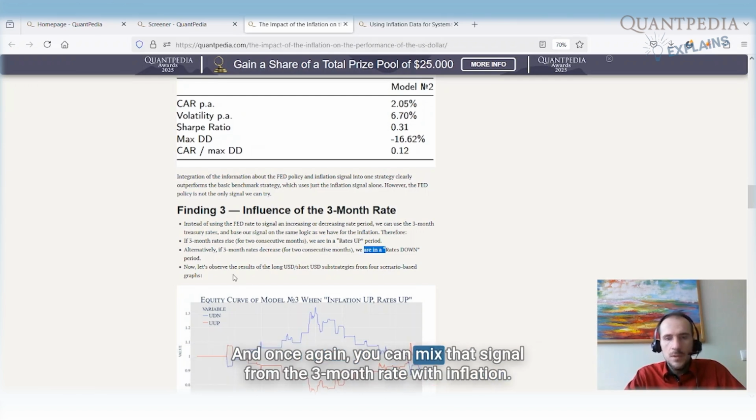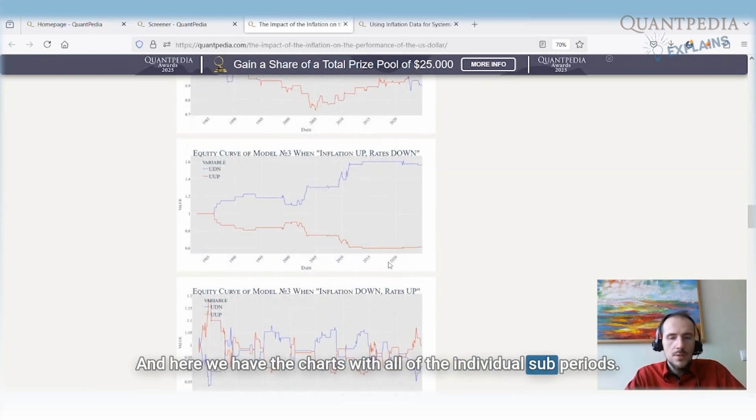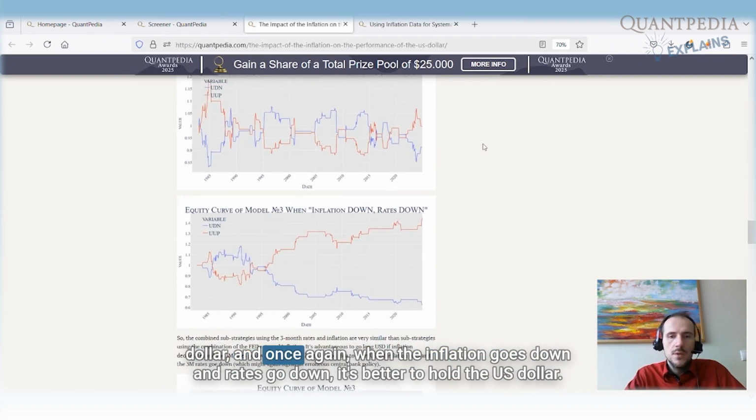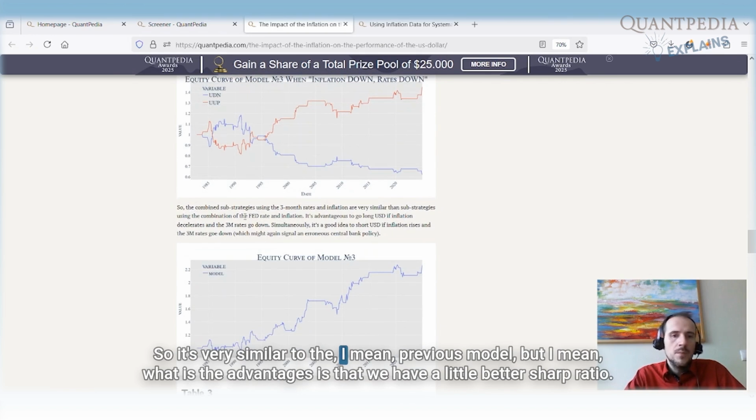And once again, we can mix that signal from the 3-month rate with the inflation. And here we have a chart with all of the individual sub periods. Once again, we can see that when inflation goes up and rates go down, it's best to short the US dollar. And once again, when the inflation goes down and rates go down, it's better to hold the US dollar. So it's very similar to the previous model.